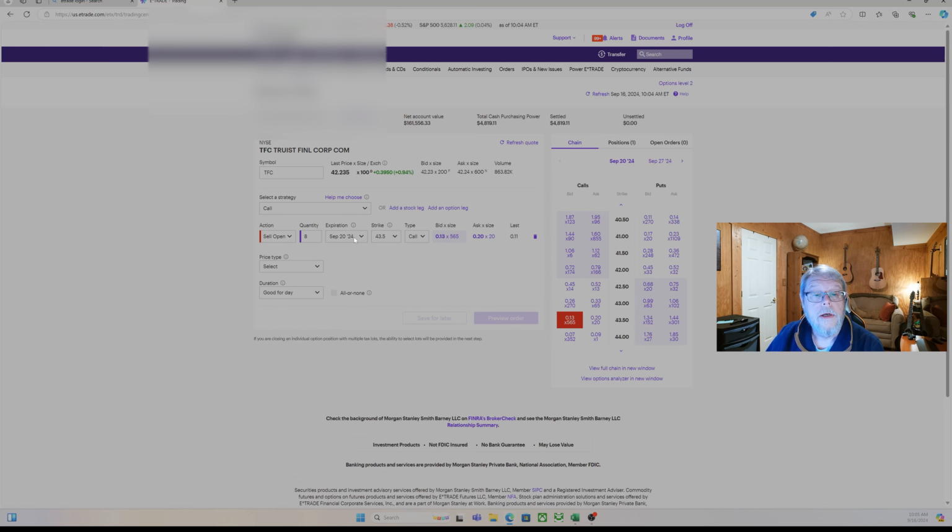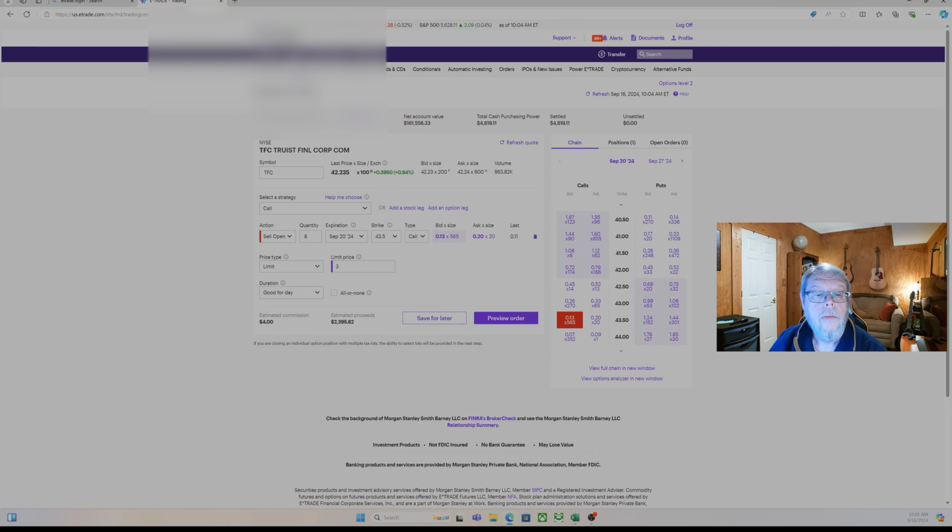It's going to expire this Friday on the 20th. My strike price is 43.50. Okay. Type call. Now you can see this is the range right here, right now, the bid and ask. I want 20. So I'm going to go right here and I'm going to put in 0.2.